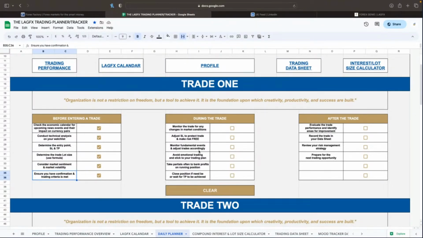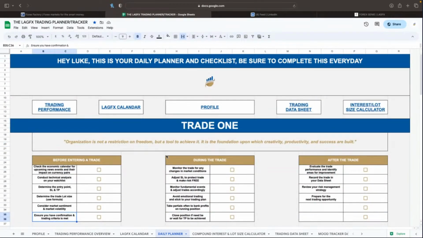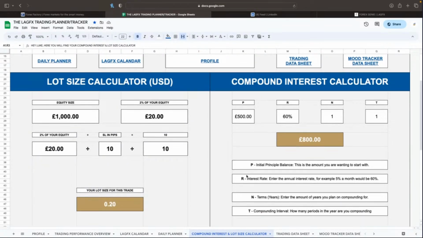Once that's done, you can place your trade, and then these are things just to help on how to manage the trade, and then obviously things that you should do after you have placed the position and closed it. Once you're done, you click clear, and it clears it, and you go again, and you have the 1 to 5 with that. Now, my favorite thing about this is the compound interest calculators and the lot size calculators.